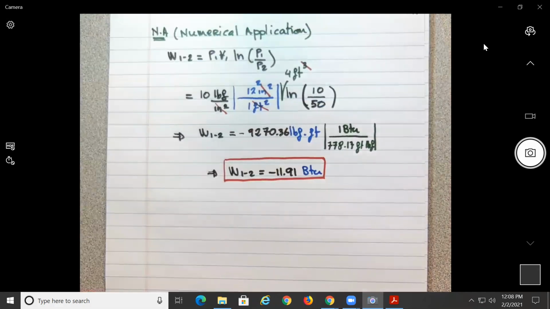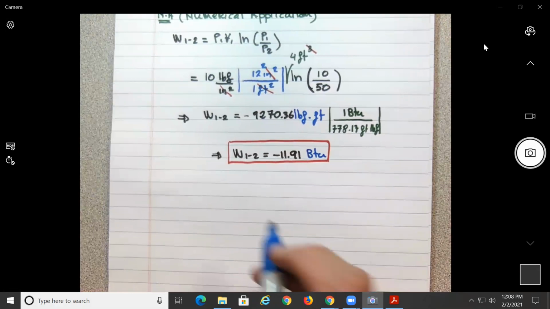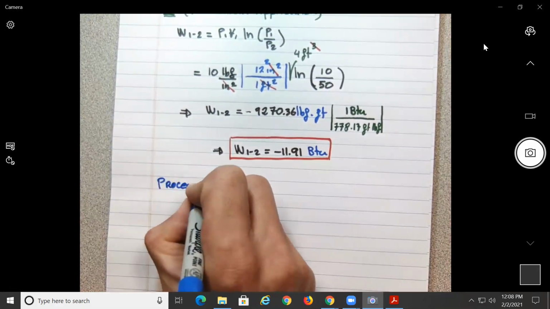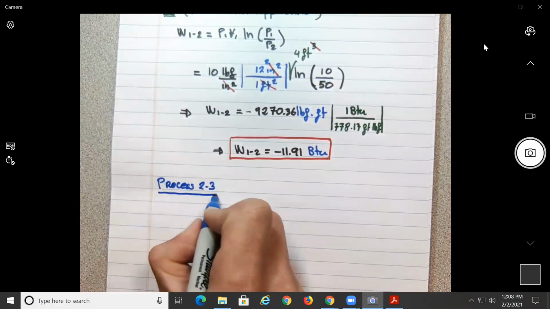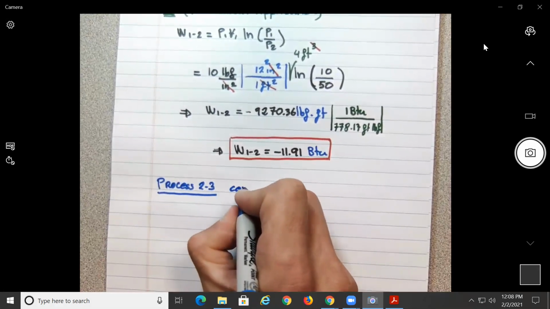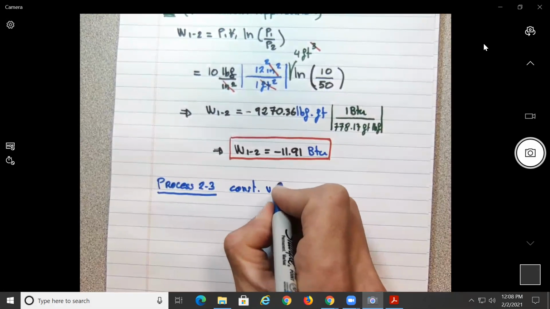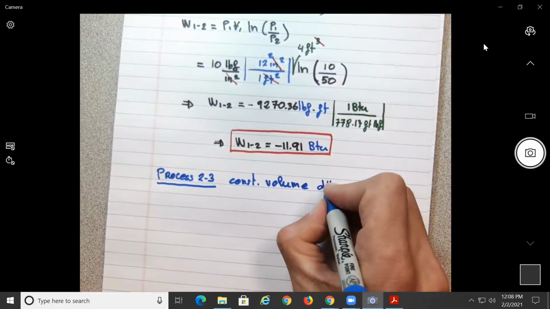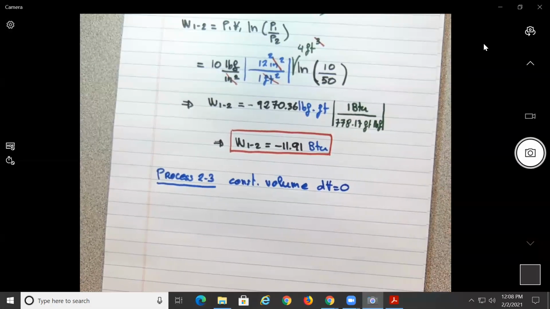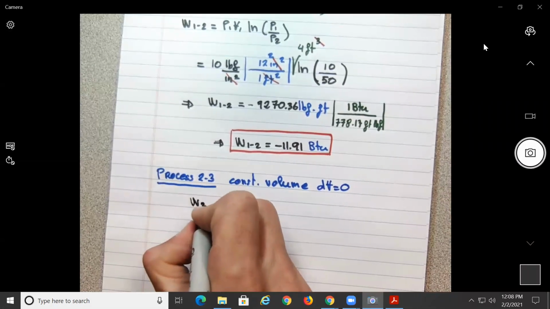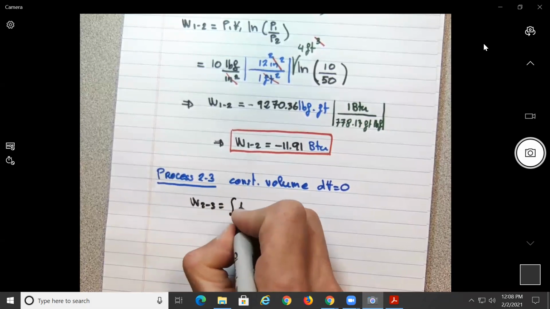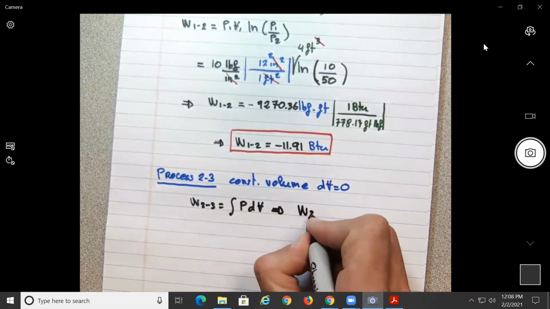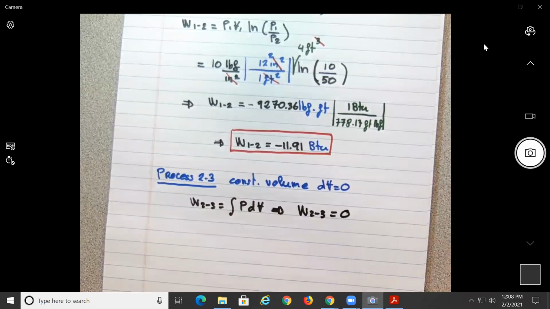So we can do for process 2, 3 is constant volume, which means dV equal to 0. So if you want, you can write down the equation, work 2, 3 equal to integral PdV, which means work 2, 3 will be equal to 0.